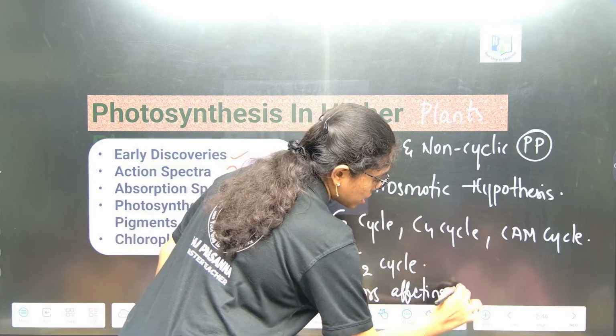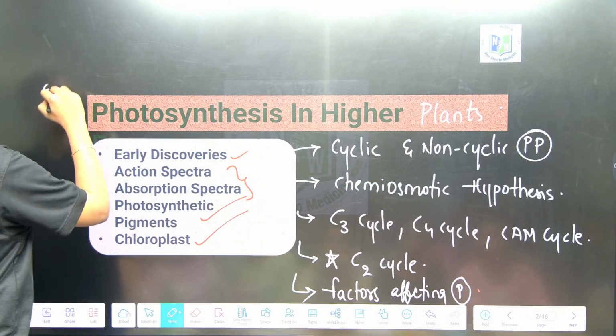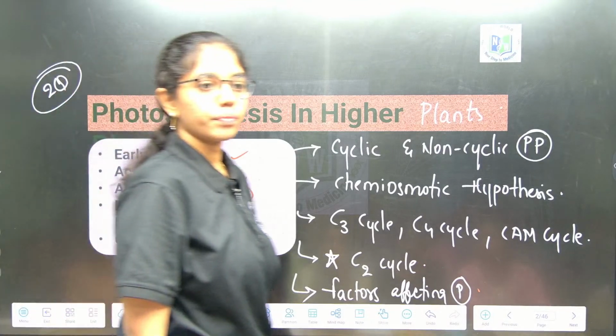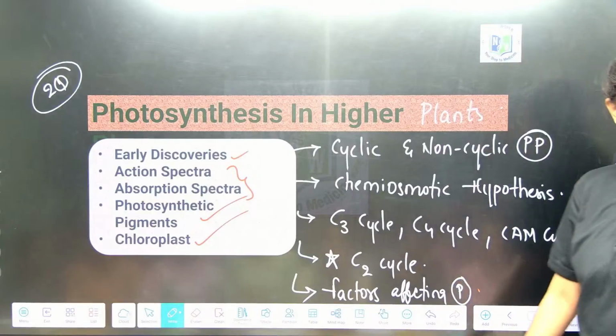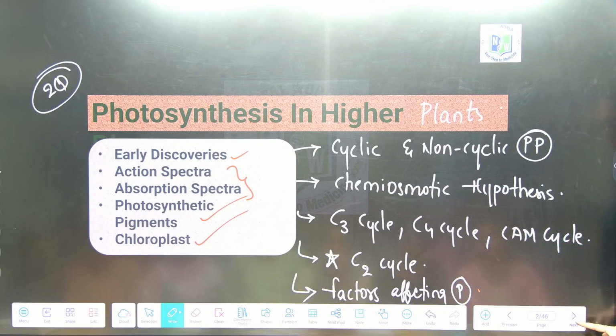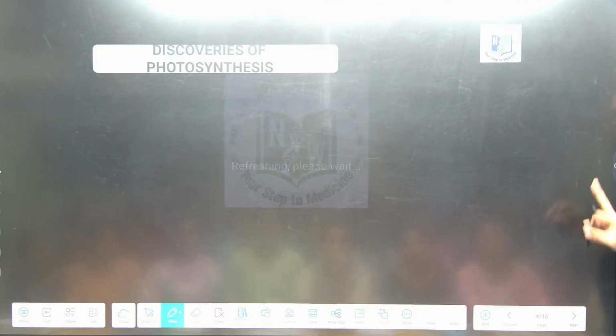What is the maximum number of questions that you will get? 2 questions maximum from this chapter for your final NEET. Okay, done? You are clear with the concepts that we are going to learn? First, early discoveries. I don't want to waste much time on these discoveries.